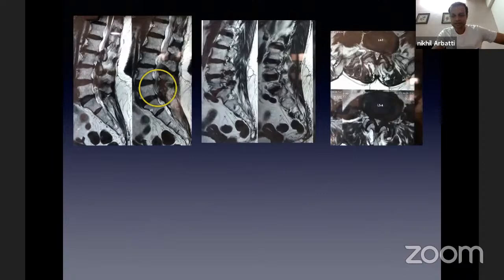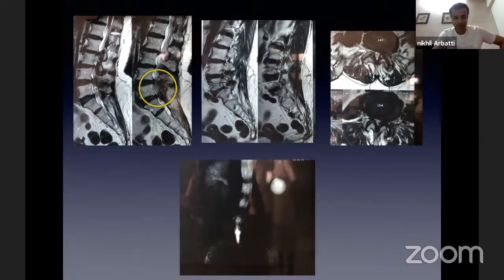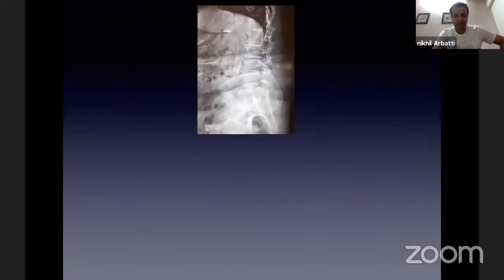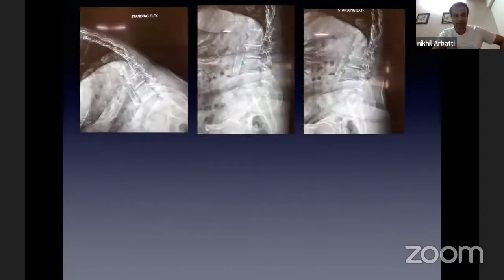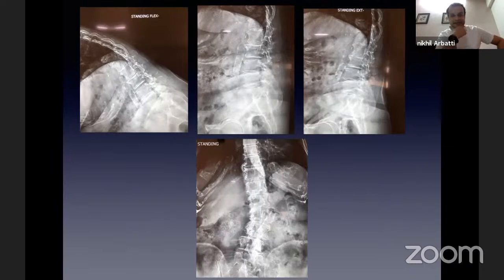If you see the axial cuts, the L3-4 and L4-5 have sagittally oriented facets with facet arthropathy and ligamentum flavum hypertrophy. On the MR myelo, mainly the L4-5 and L3-4 appear to be the stenotic components. When you see the standing X-ray pictures with the dynamic views, there appears to be mild instability at the L4-5 level. I did a standing AP X-ray, and this is how it appeared, with a significant scoliotic coronal tilt.